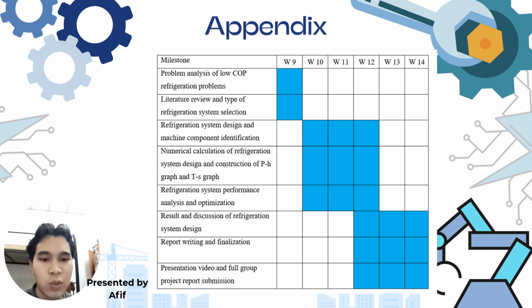And continued by week 12, we did refrigerant performance analysis and optimization. So this is the continuation of the TS and PH diagram. And the result discussion of the refrigeration system and design are discussed by Ajmal to finalize all of our findings. And then we concluded and tried to finalize all of the documentation by all of our group, and it is done by week 14. And the presentation and video are recorded and uploaded in the last week of our group project.